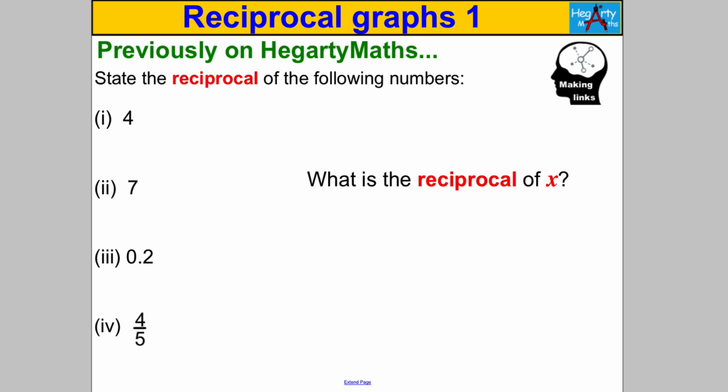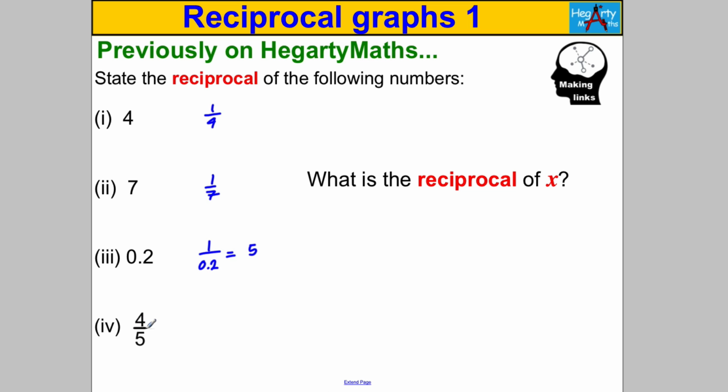Now, if you're not sure of reciprocal, you really need to go back to your building blocks. Reciprocal of a number means 1 divided by that number. So the reciprocal of 4 is 1 divided by 4. The reciprocal of 7 is 1 divided by 7. The reciprocal of 0.2 is 1 divided by 0.2, which we can work out as 5.